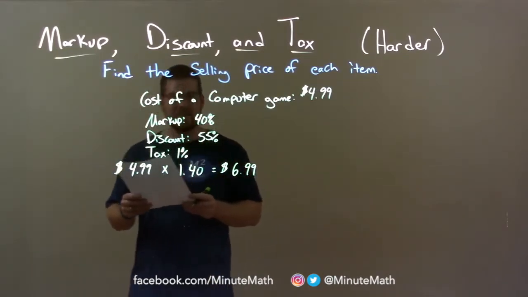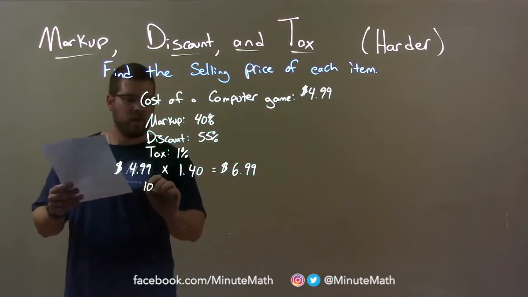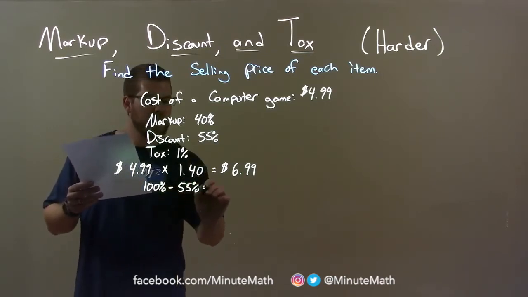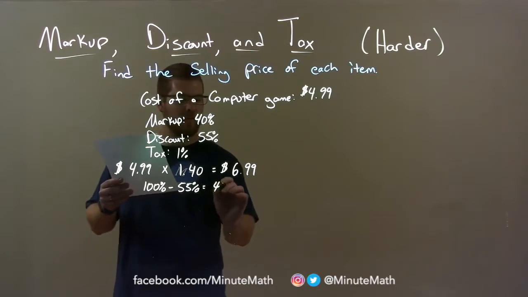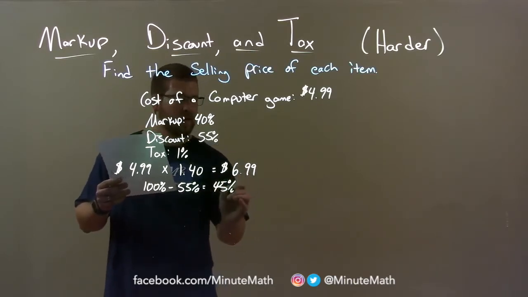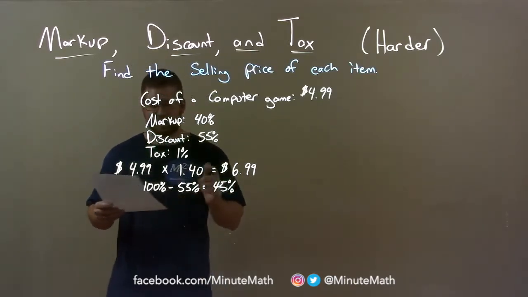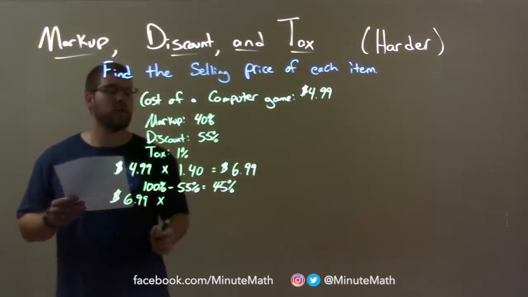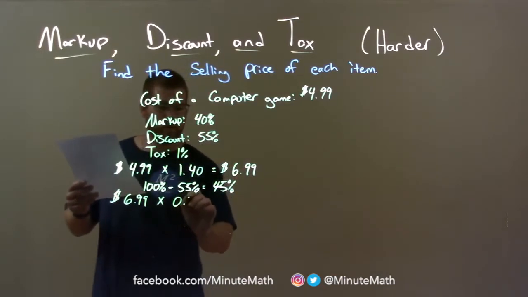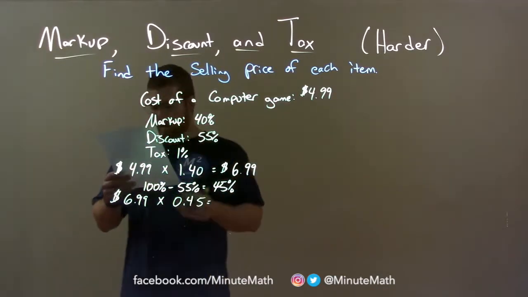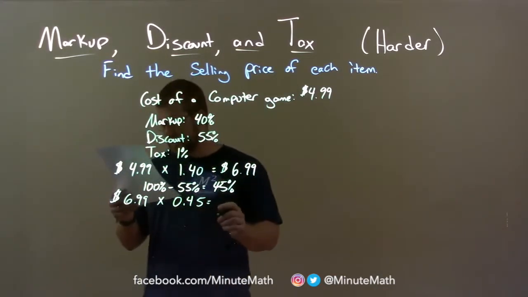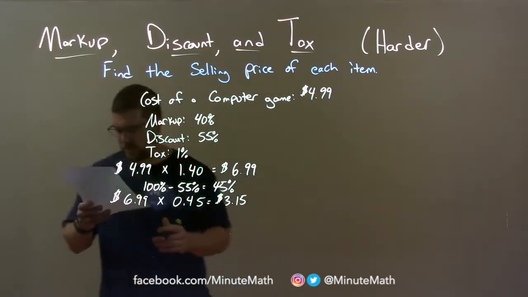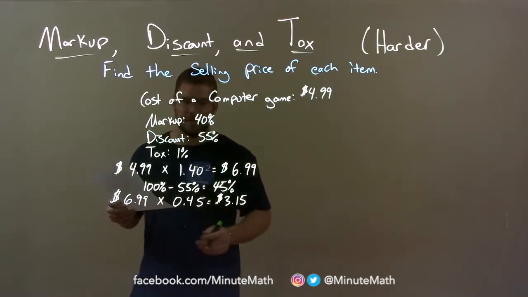Now we have to apply the discount of 55%. We take 100% minus the 55% discount, and that lets us know that we're going to pay 45% of this price, $6.99. So we take the $6.99 and multiply that by 0.45, which gives us an after-discount price of $3.15.